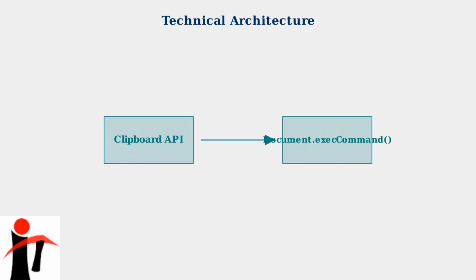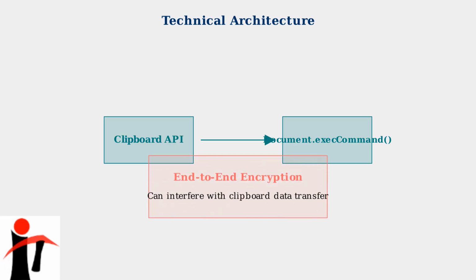Understanding the technical architecture helps explain why these issues occur. WhatsApp web relies on two main technologies, the modern Clipboard API and the older document.execCommand method for copy-paste operations. The challenge is that WhatsApp web uses end-to-end encryption, which can sometimes interfere with clipboard data transfer protocols. This security feature, while protecting your messages, can create compatibility issues with browser clipboard systems.